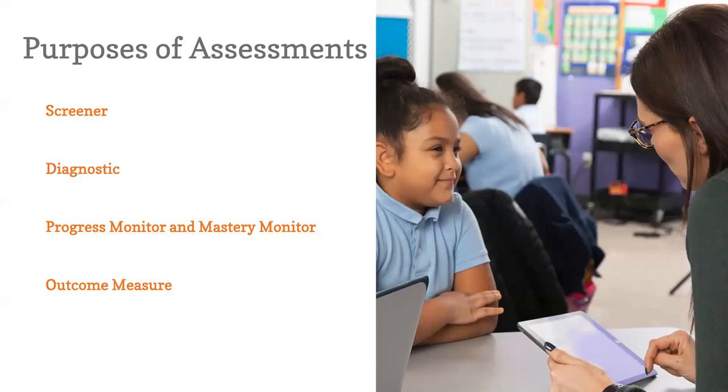Whereas our mastery monitoring assessments will provide us information on, are the students learning these specific skills that I just taught? So the mastery monitoring assessments will be really tightly aligned to your curriculum, where your progress monitoring assessments are typically going to be more separate from your curriculum and looking at our students on a trajectory toward learning to read. And finally, we have our outcome measures. These are that bottom line evaluation of the effectiveness of your program. Things like state assessments would fall into this category.